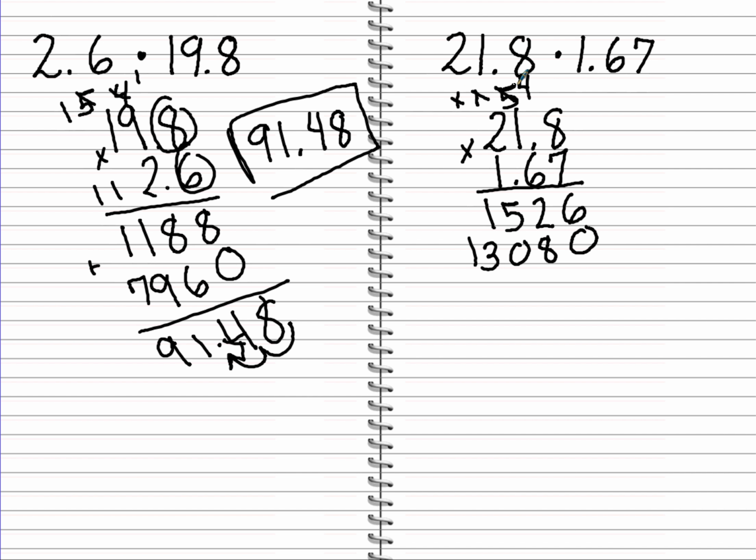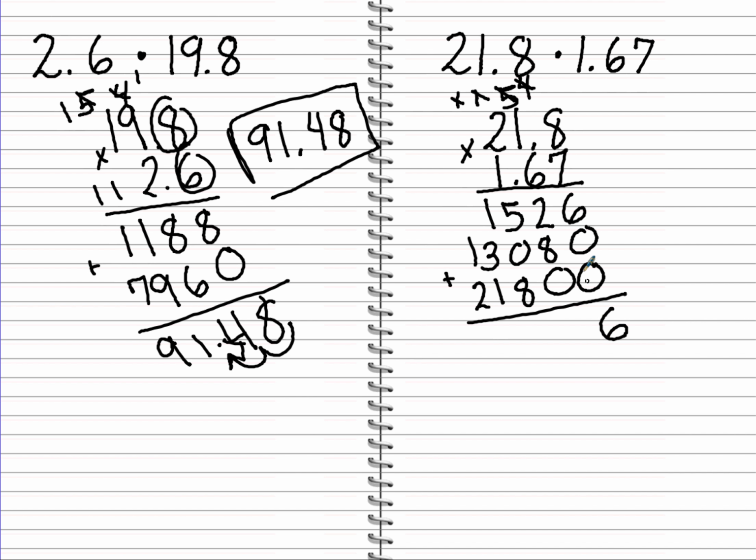Now here's a part where a lot of students have trouble. Now I'm multiplying by this number, so I have to add 2 zeros, because there are 2 digits behind this number. Then you're going to multiply. 1 times 8 is 8, 1 times 1 is 1, and 1 times 2 is 2. And you're going to add it.